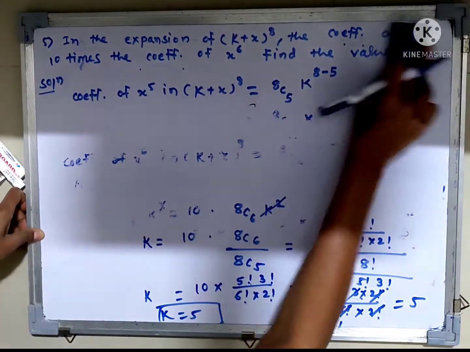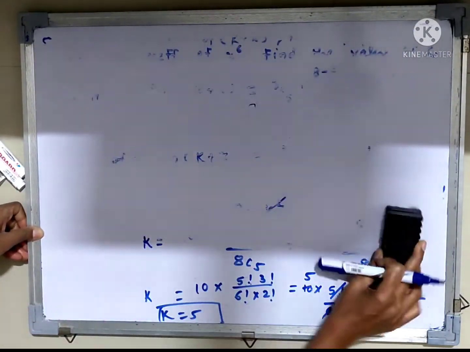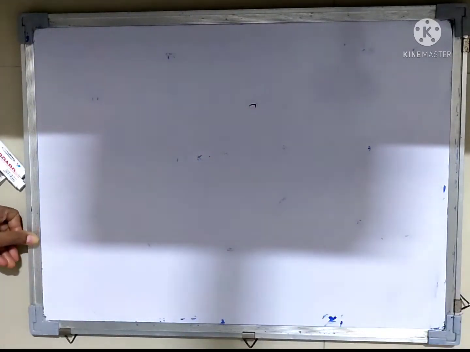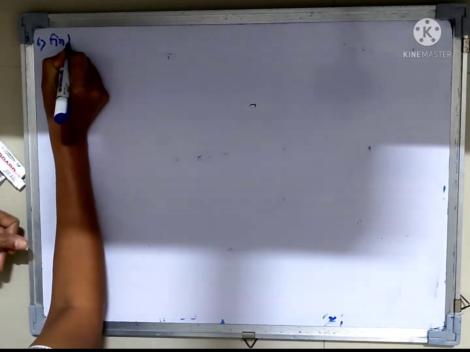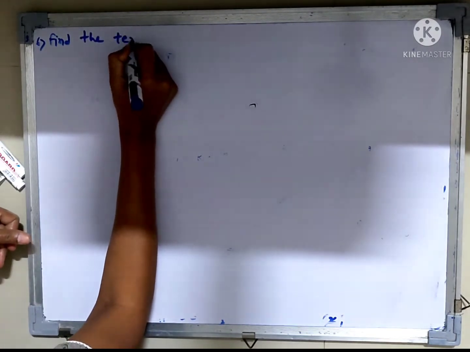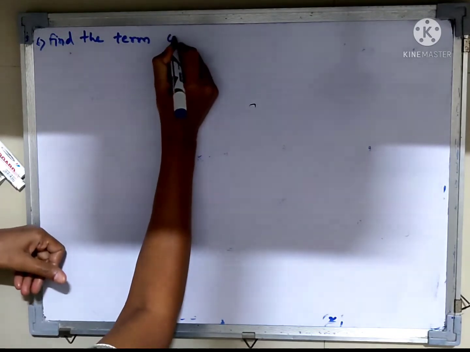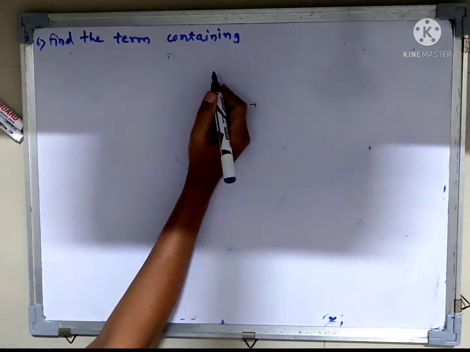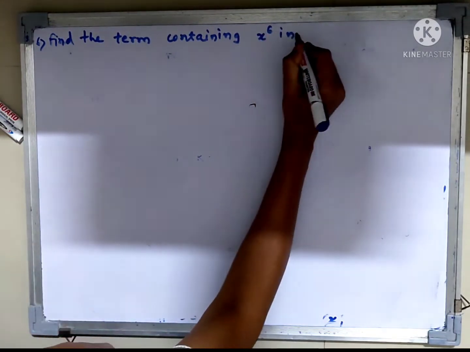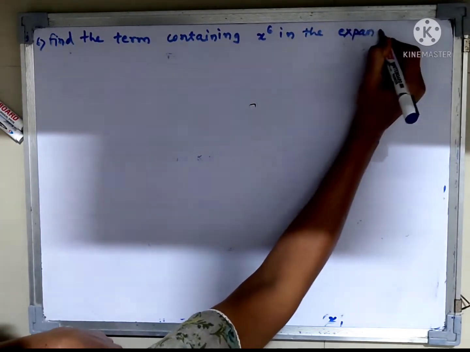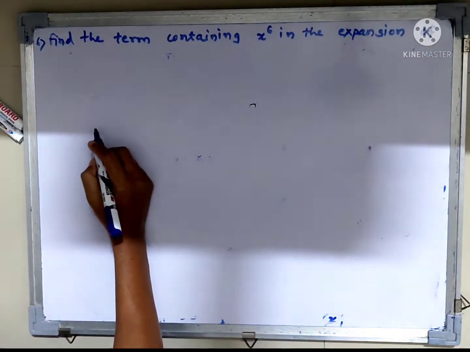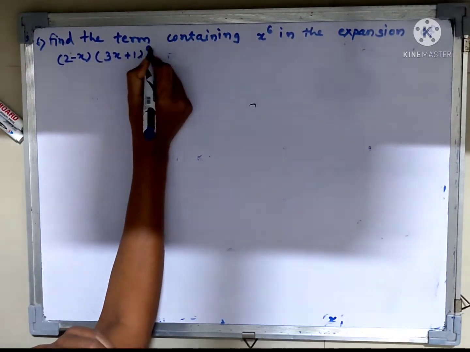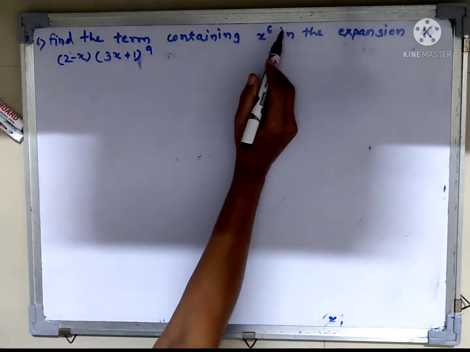It is the easy example. Then next example, example number 6. Find the term containing x raised to 6 in the expansion of (2 minus x) into (3x plus 1) raised to 9.